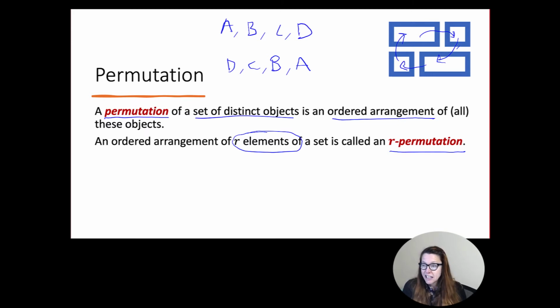So if I wanted to take a 2 permutation, it's all the different ways. Those are the permutations that involve 2 of those elements. So AB, AC. And in this case, BA is different.